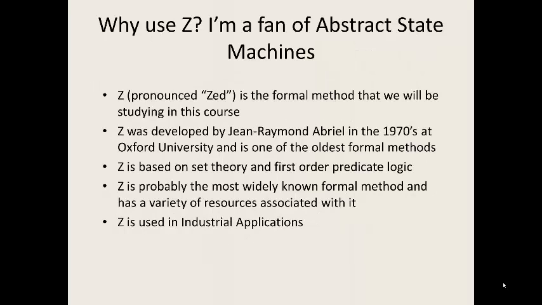So why am I going to talk about Z? I'm a fan of abstract state machines. This is maybe an argument that someone in grad school might make. But Z, and it is pronounced Z because it did come from England, is the formal method that we'll be studying in this course. Z was developed by Jean-Raymond Abrial in the 1970s at Oxford University, and it's actually one of the world's oldest formal methods. Based on set theory and first-order predicate logic, some things that you learned in CS461. It's probably the most widely known and has a variety of resources associated with it. It can also be used in industrial applications, so that's the reason we select that one.